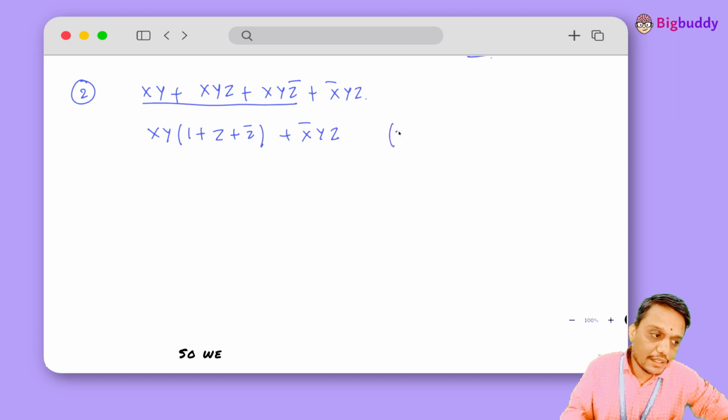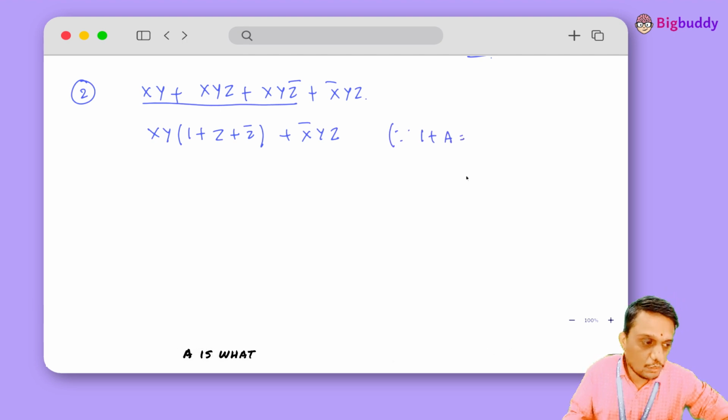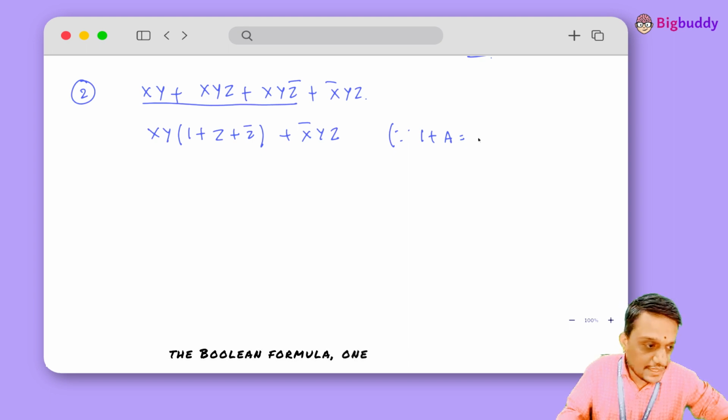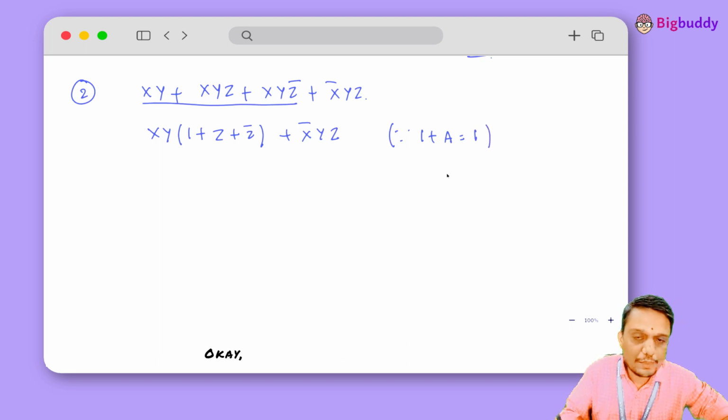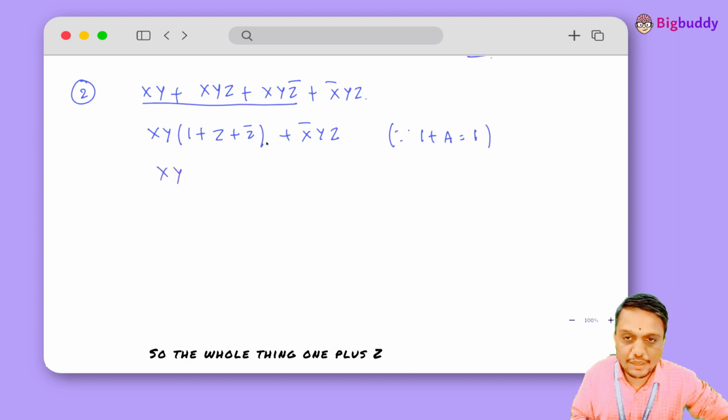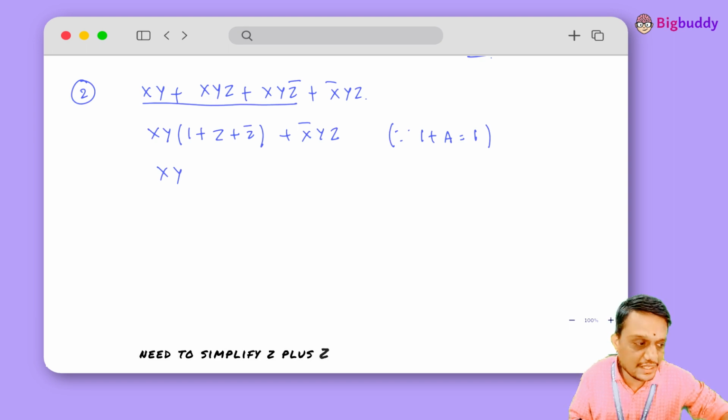We know that 1 plus a, according to the Boolean formula, is 1. 1 plus anything is 1. So now here it is xy into 1. So the whole thing 1 plus z bar, no need to simplify z plus z bar and then continue.